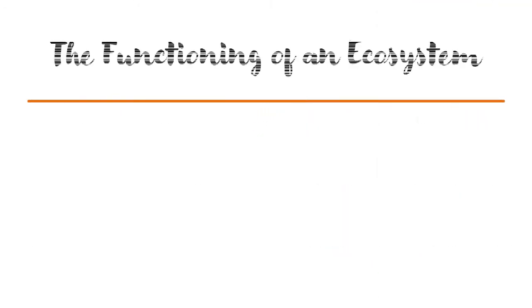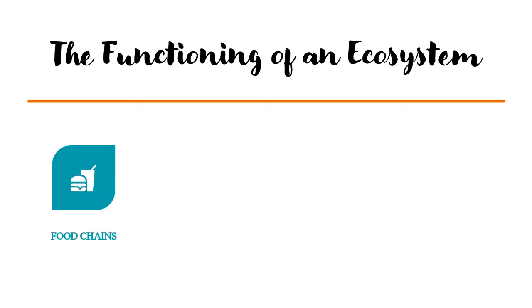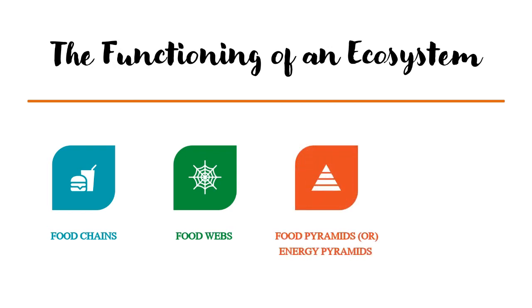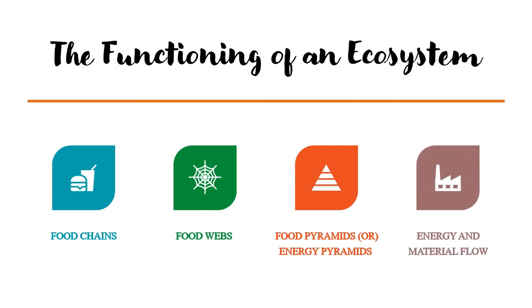The functioning of an ecosystem may be understood by studying the following terms: food chains, food webs, food pyramids or energy pyramids, and energy and material flow. In this video, we are going to study the first two concepts, that are food chains and food web.